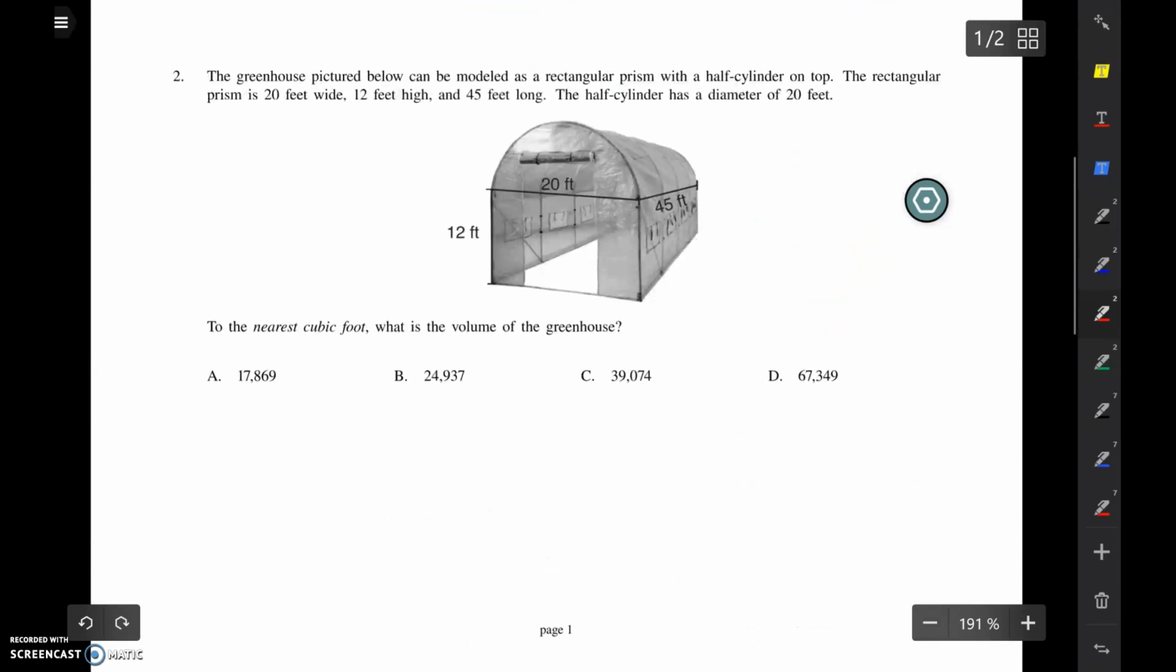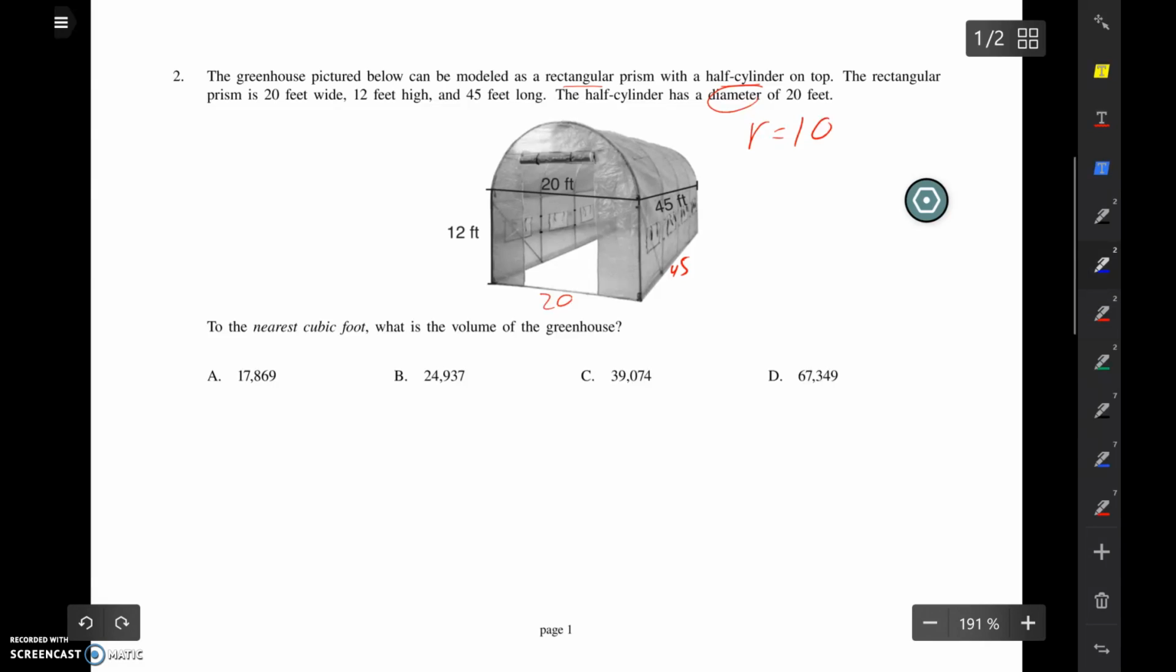The greenhouse pictured below can be modeled as a rectangular prism with a half cylinder. So we have a rectangular prism, half cylinder. And the prism is 20 feet wide. We see that here, and so it's 20 feet wide, 45 feet long, so the area of that base is 20 times 45, and has a height of 12. And the cylinder has a diameter of 20. Anytime you see the word diameter, automatically write R equals and cut that diameter in half. So we have a radius of 10 feet. And it's all in the same unit. And then what is the volume of this greenhouse?